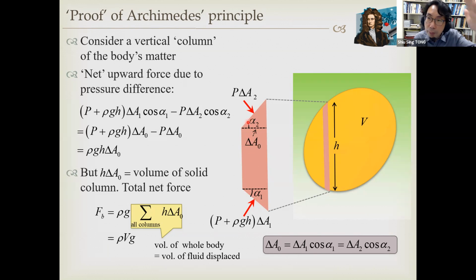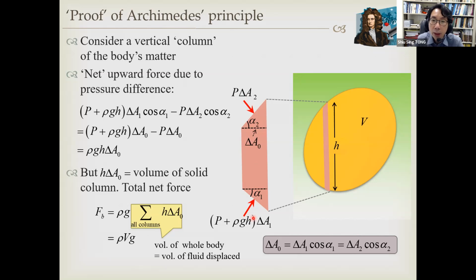I assume that the upper surface is inclined at the angle alpha 2, the lower surface inclined at angle alpha 1. The upper area is A2, the lower area A1. Okay, that is my notation. Now we assume the cross-sectional area of this strip to be delta A0. There should be a delta here because it's a small area.